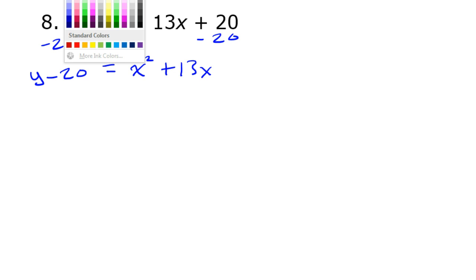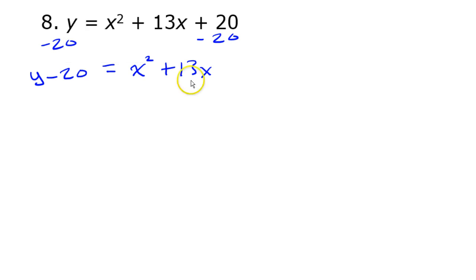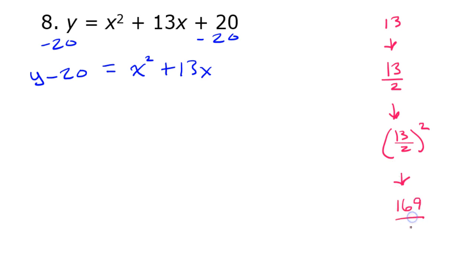Now we will complete the square. Completing the square, we do half the middle squared. So the middle is 13. So half the middle will be 13 over 2. And if I square that, that means 13 over 2 squared. And that is 169 over 4. So that's what I need to add to both sides.